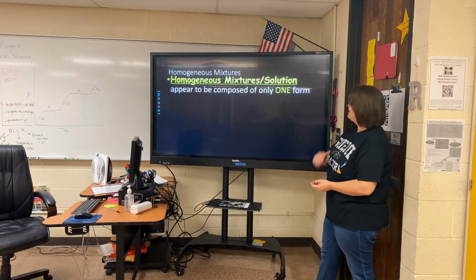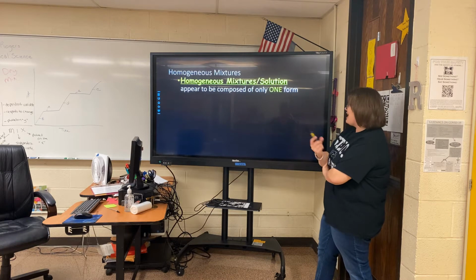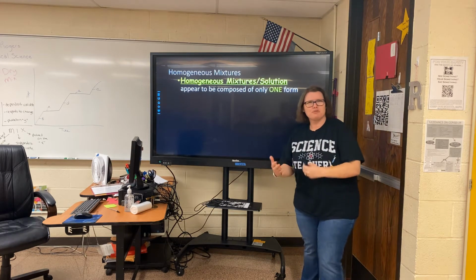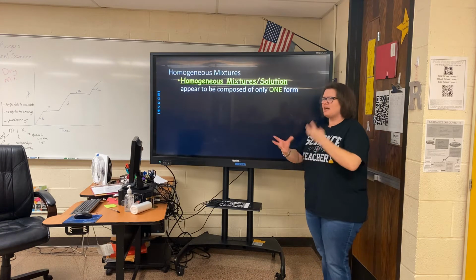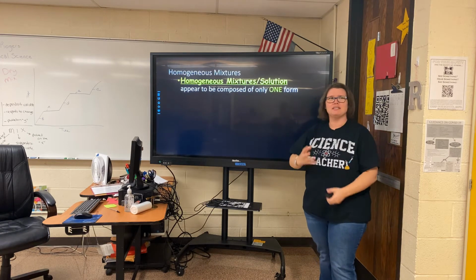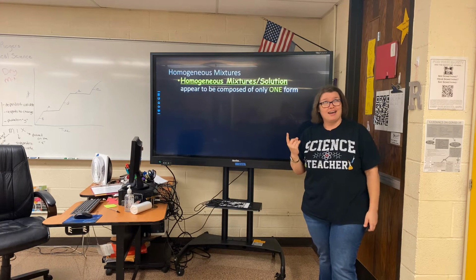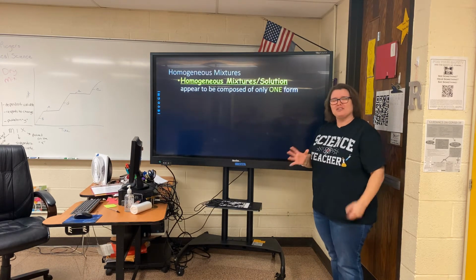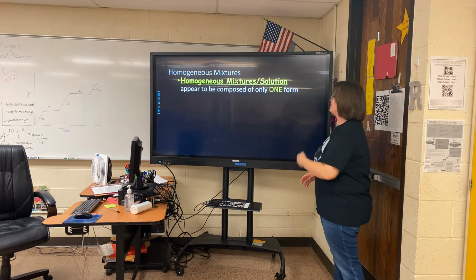Homogeneous mixtures. A homogeneous mixture, or solution, appears to be composed of only one form. They look the same throughout, no matter what. There's not something floating around in it that you can see. It looks the same throughout. It looks like one complete thing.